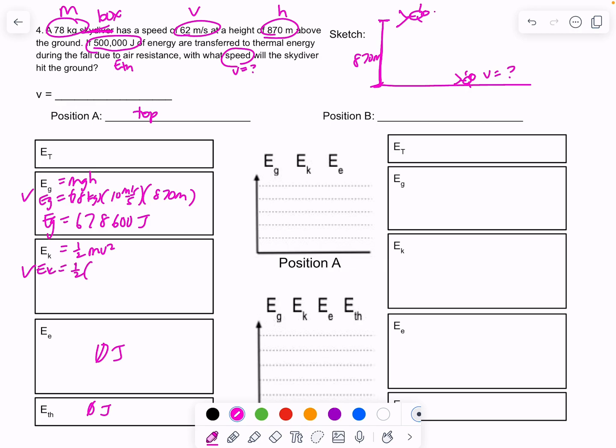EG equals, okay, let's see what we've got here. 78 times 10 times 870. 678,600 joules, okay? And there's also kinetic energy because he's moving. So 1/2 times the mass was 78, and the v is 62 squared. Okay, don't forget to square it. That's what a lot of people do.